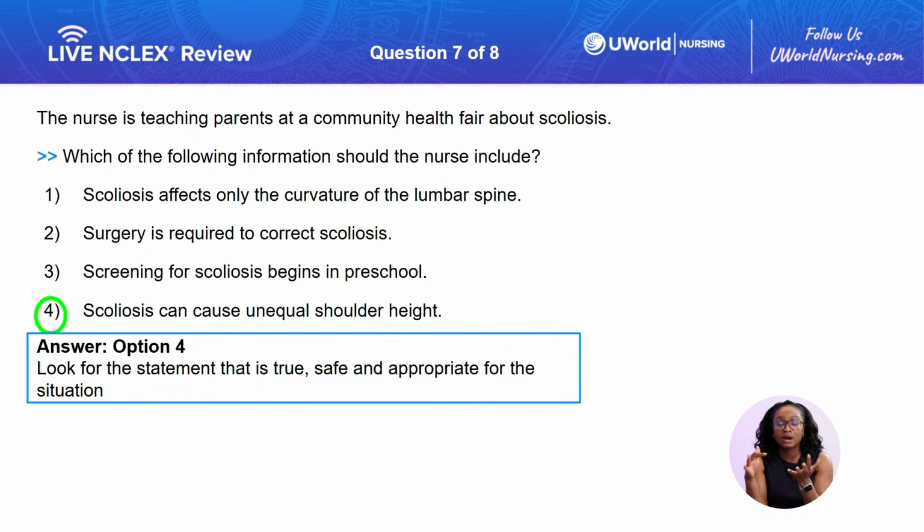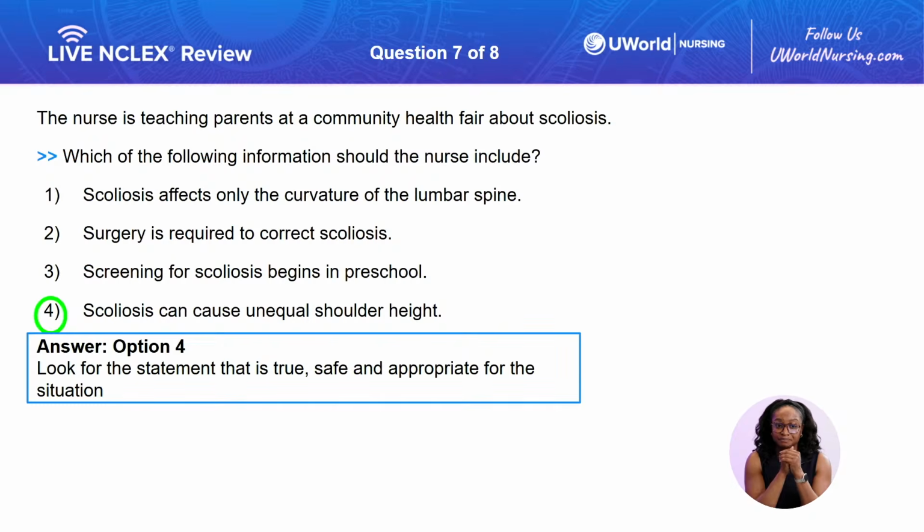No matter where it lies in scoliosis, scoliosis is when you have a spinal deformity. So it can cause unequal shoulder height, or it can also cause unequal hip height because the lumbar spine is having a curvature that is not straight. That's the only correct statement. All the other options are incorrect for probably that definitive word.